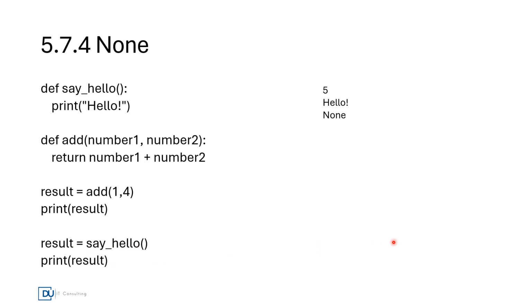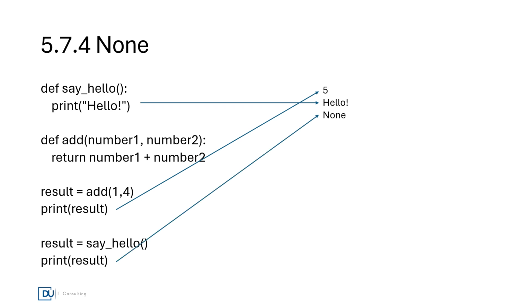Now let's take a look at the outputs. So the first print result will print 5. And when we call the say hello, the print hello would get executed. And then finally, when we try to print result, since say hello does not return any information, the type of the return value of say hello is none.